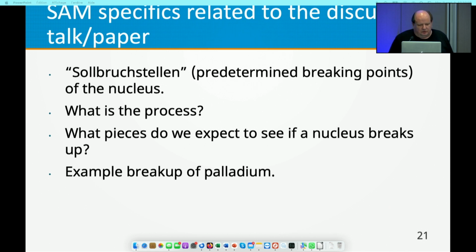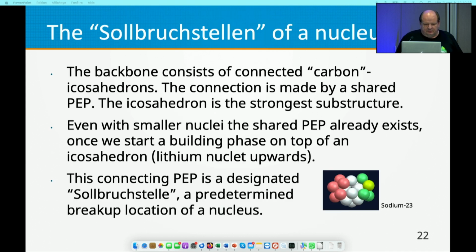Then we ask the question, of course, what is the process? And what pieces do we expect to see if a nucleus breaks up? Yes, fission. And we look at an example breakup of palladium. So what are those Sollbruchstellen of the nucleus? Those are basically the connection points between the icosahedrons, this PEP that is the connection point. The icosahedron itself is a very strong substructure, so it will break at the connection points.